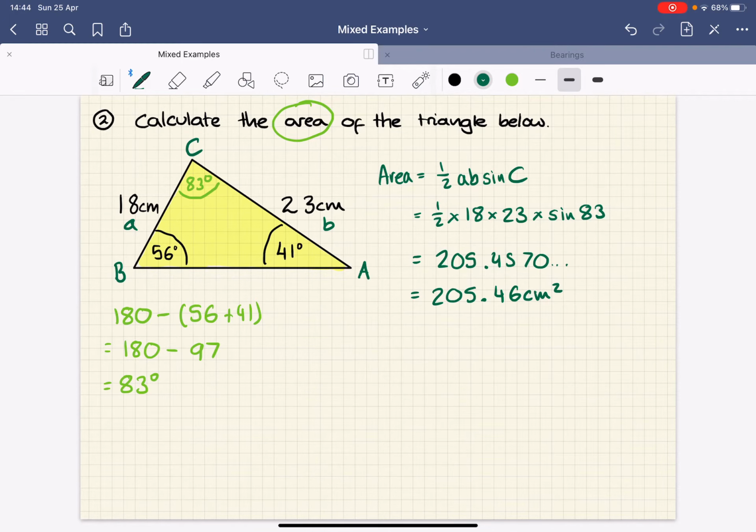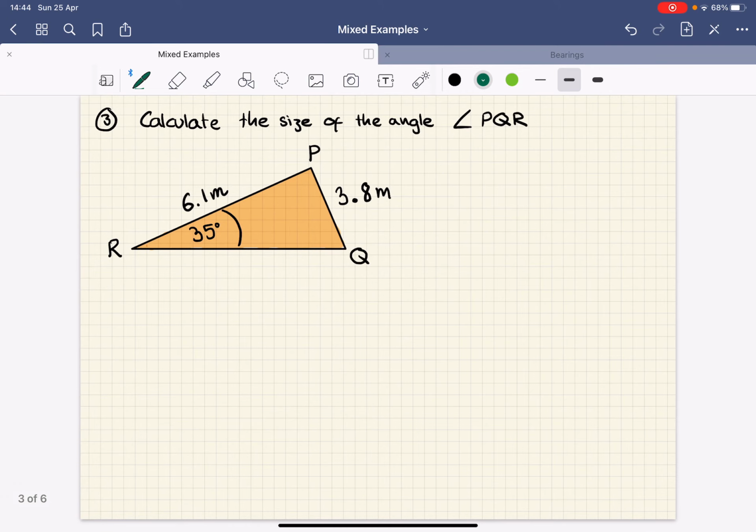Okay, last one of this video then. So here I've got calculate the size of angle PQR. So PQR is going to be this angle in here. Because PQ and R. So I need to find out what that angle in there is going to be. So there's no mention of area, so it's not my area of a triangle. I have two sides, but I'm not worrying about the third side, so it's not my cosine rule. And so therefore that leaves my sine rule.